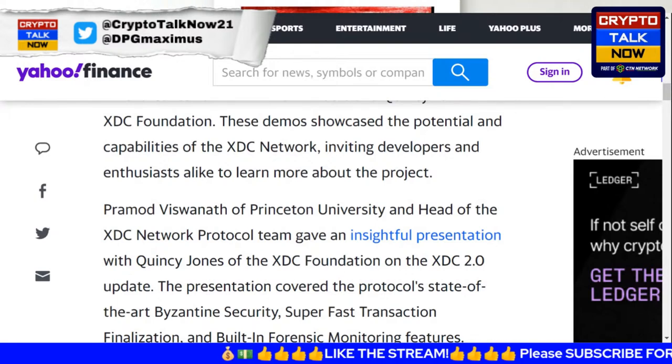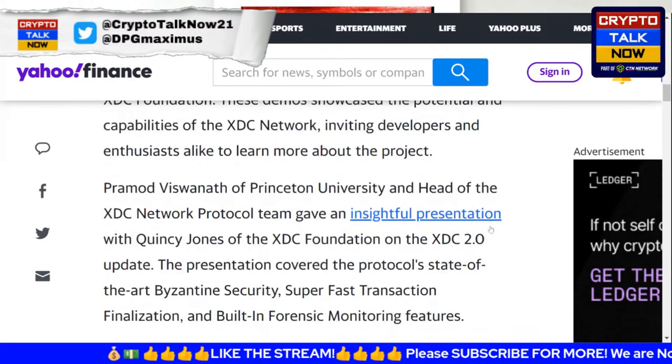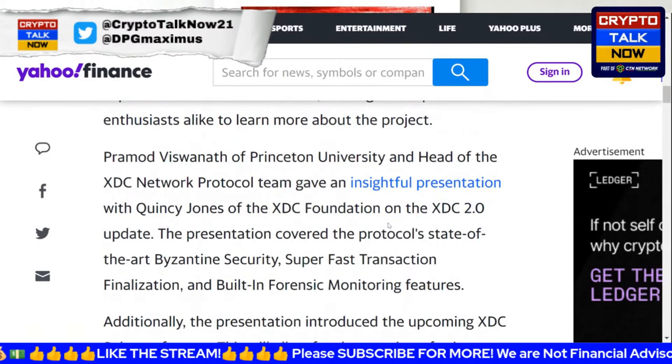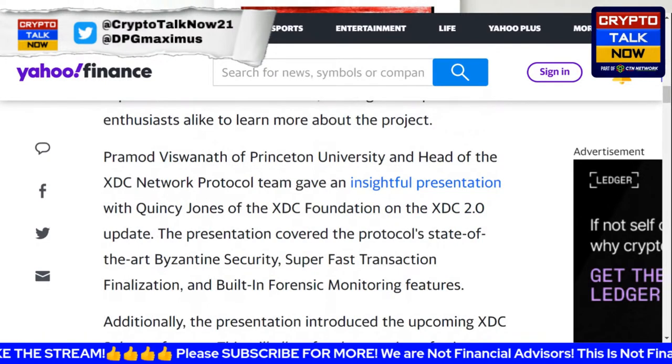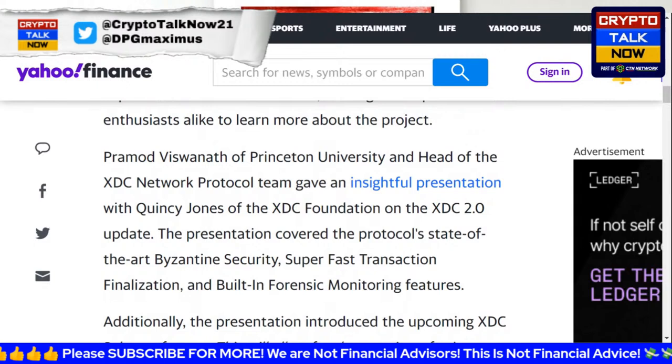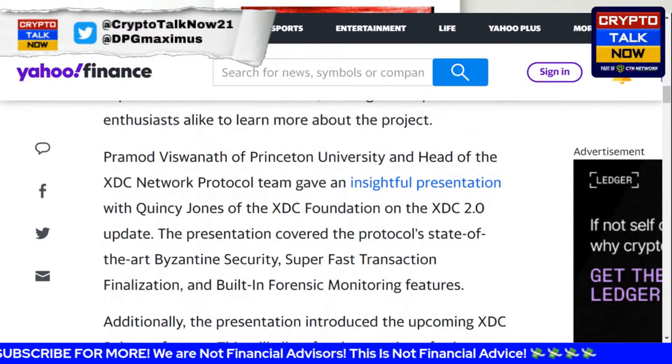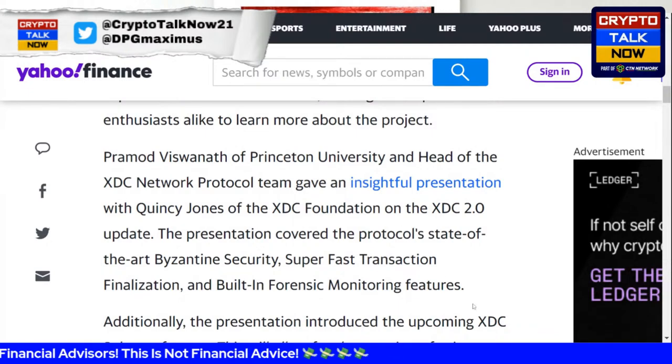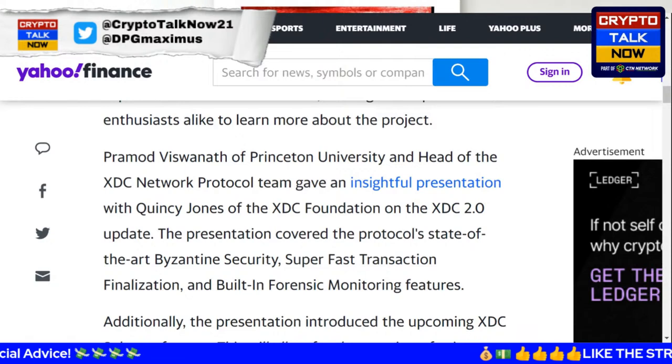So it says, inviting developers and enthusiasts alike to learn more about the project. Pramod Viswanath, what a name, from Princeton University, as we know, is an Ivy League school, and head of the XDC Network protocol team, gave an insightful presentation with Quincy Jones of the XDC Foundation on the XDC 2.0 update. I mean, that in itself is so impressive.